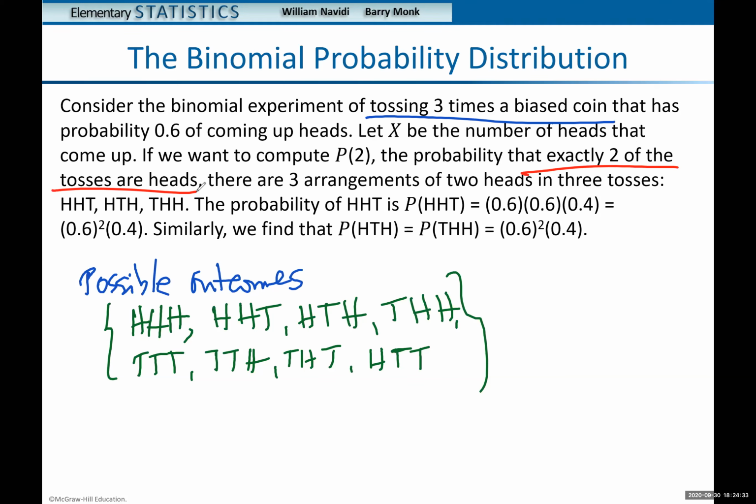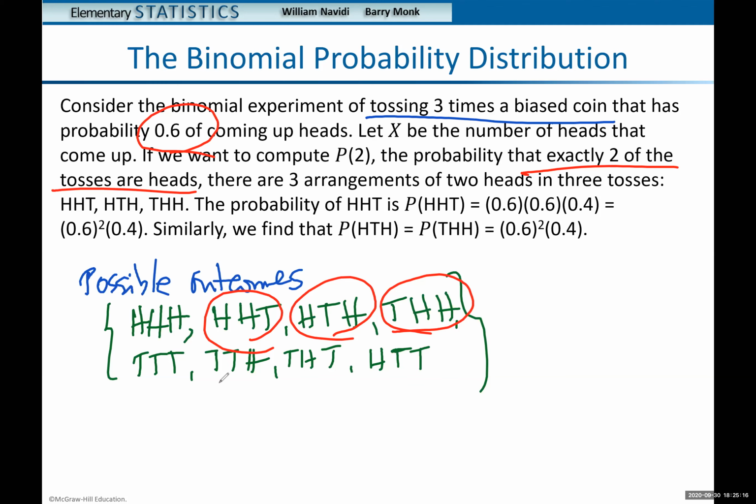Exactly 2 of the tosses are heads, and those are HHT, HTH, and THH. That's how you get the 3 out of the total 8. Okay? So the probability of HHT is 0.6, 0.6, and 0.4, because given the probability of coming up heads is 0.6, tails is the complement of this. If you subtract it from 1, it's going to be 0.4.